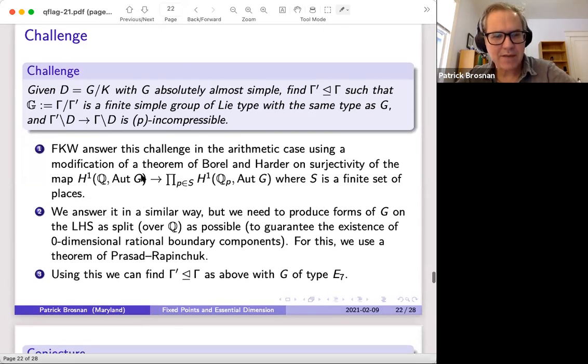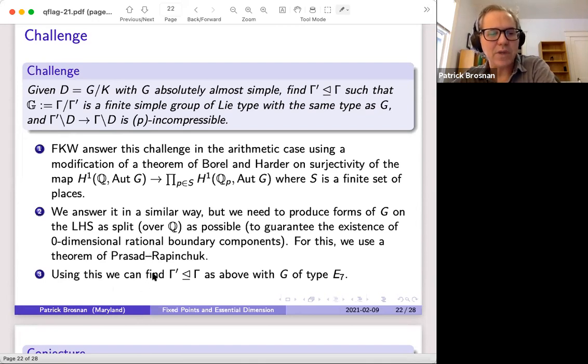So we answer it in a similar way, but it's a little harder for us because for FKW, they don't need rational boundary components. So they don't need to have maximal parabolic subgroups of G, but we need that. So we need to produce forms of G on the left-hand side over here that are as split over Q as possible. That guarantees the existence of zero-dimensional rational boundary components. And for that, luckily, there's a paper of Prasad and Pinchuk that tells you that you can do that, and so we use that.